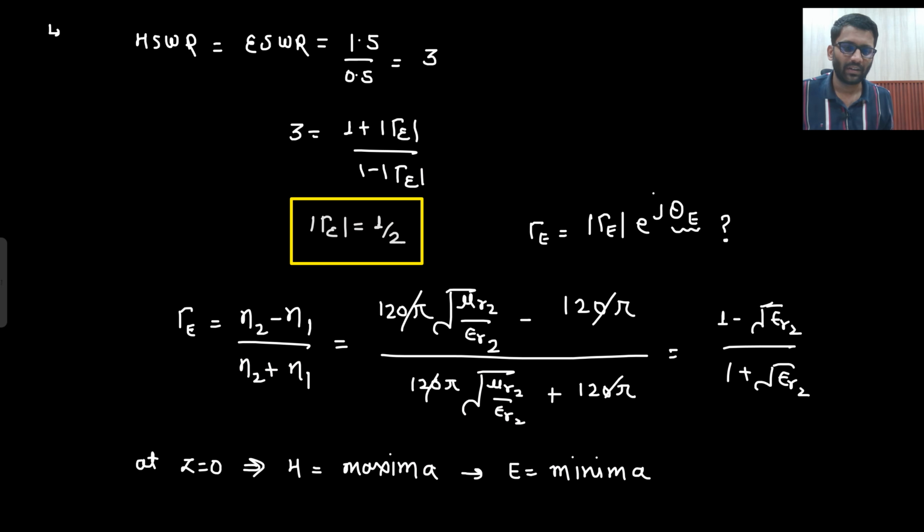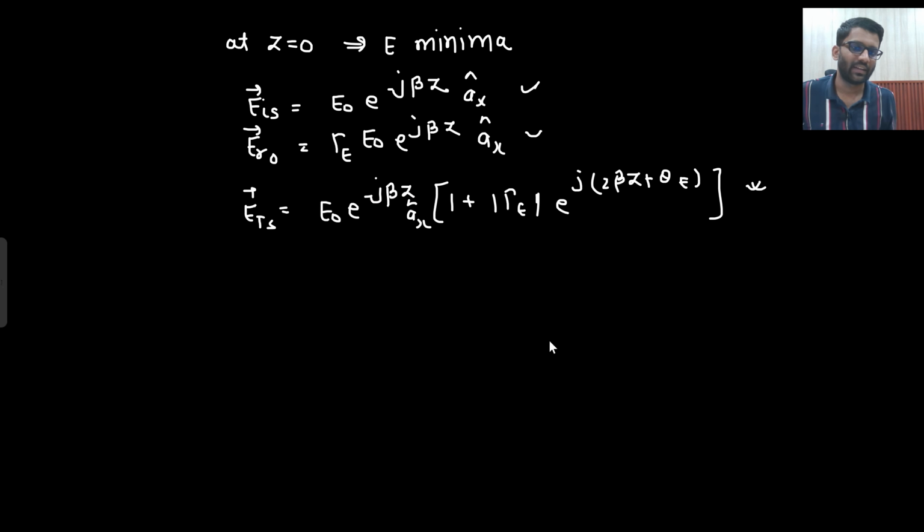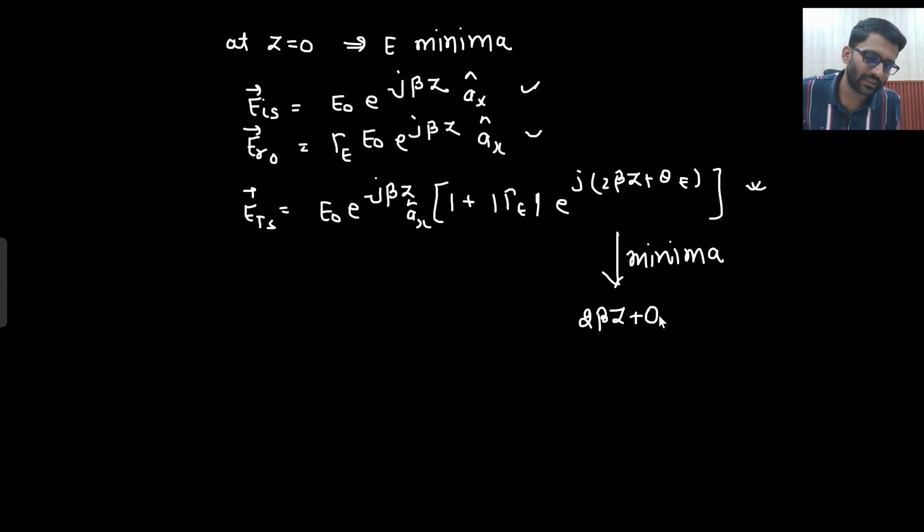This will be where it is 2 beta z plus theta e. Now if I need to calculate the maxima, 2 beta z, but I am not sure about maxima, I am sure about minima, that at z equals 0 I am having minima. So if I need to calculate minima from here, what I am going to put is that my 2 beta z plus theta e should be equal to what? If it has to be minima, that means it should give me minus 1 value, and minus 1 it will give me at 2n plus 1 pi.